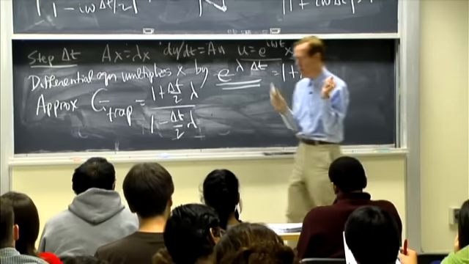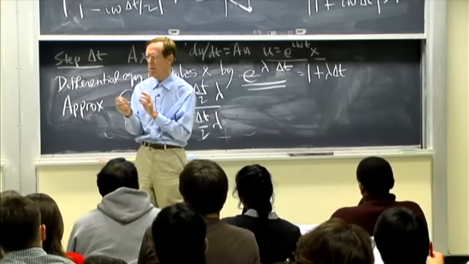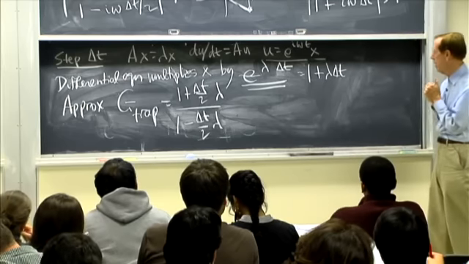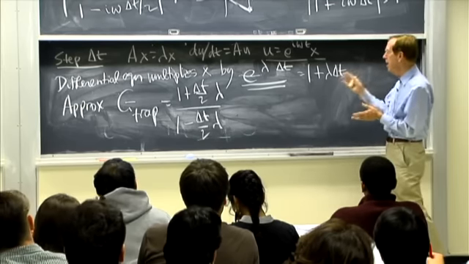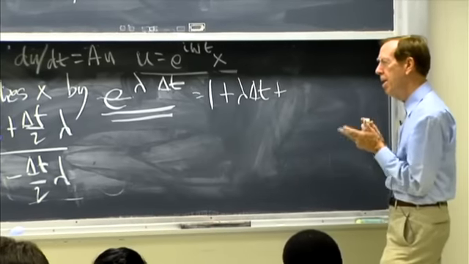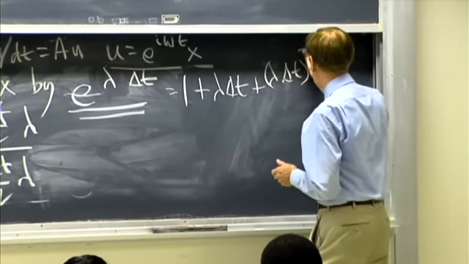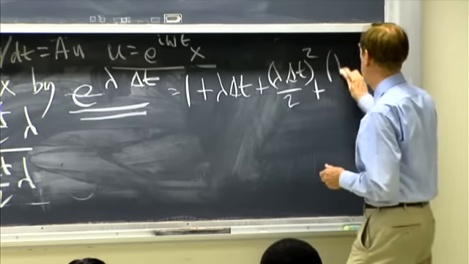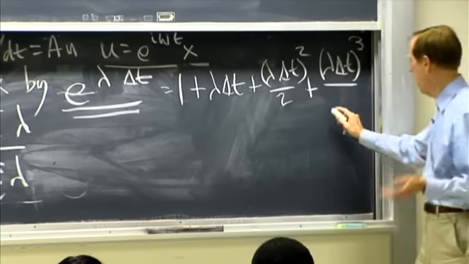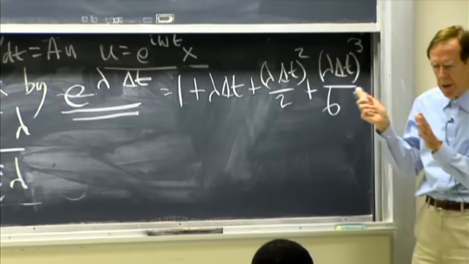There are only two series in this world that are worth knowing. Really, that's literally true. In calculus, you study all these infinite series. There are two that are important, that are worth remembering long after calculus, and e to the whatever is one of them. Okay, what's the next term? Lambda delta t squared over 2, and then there's a cube guy, and if you don't mind telling me, what's the denominator in that one? It's 3 factorial, 6. Good. And onwards. So that's one of the series that everybody should know.